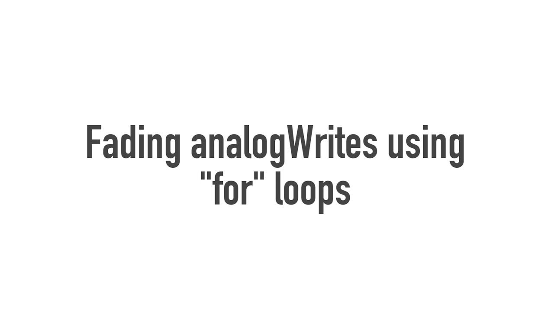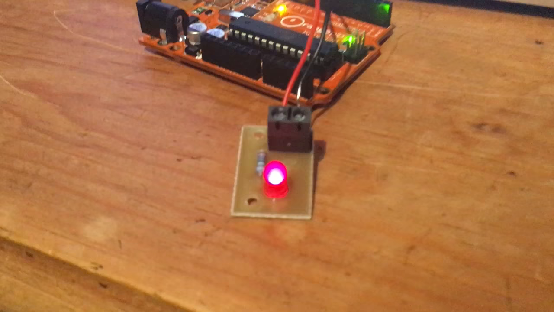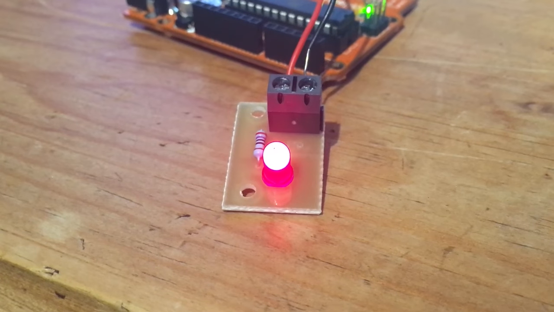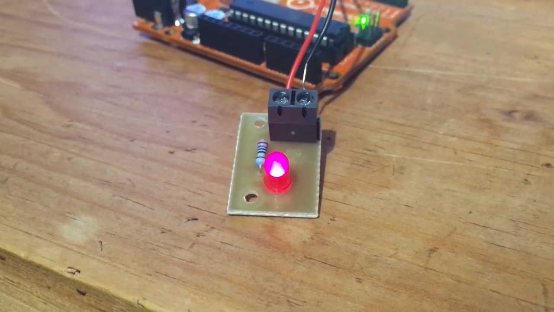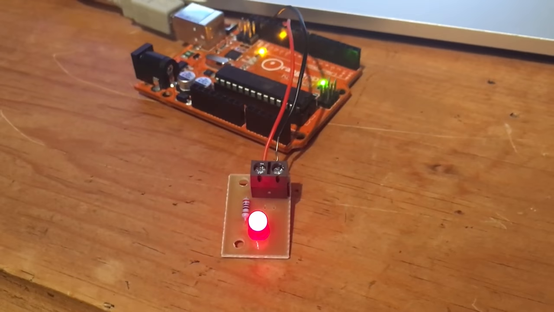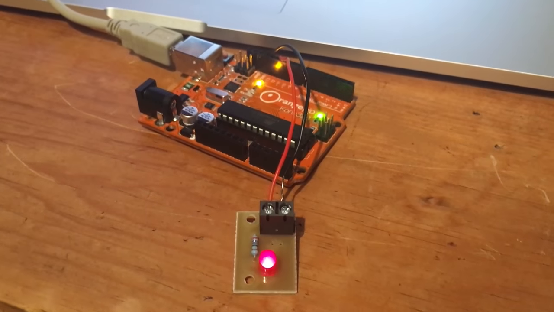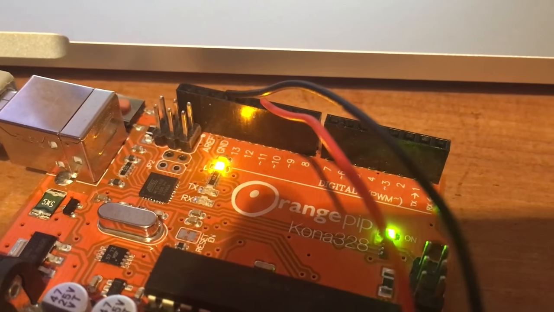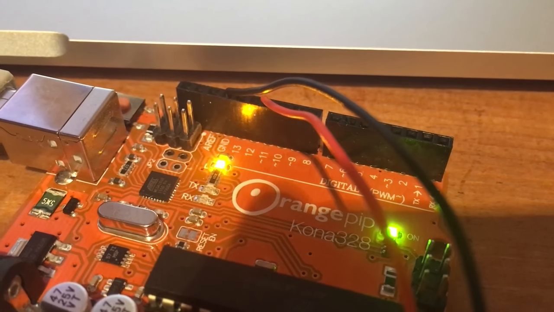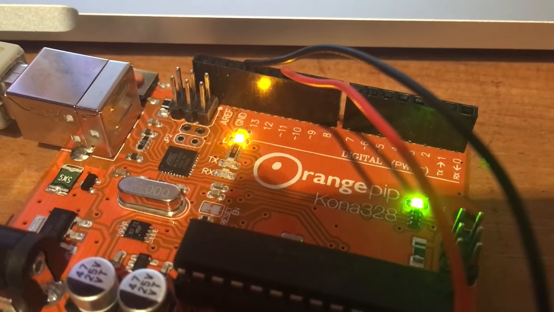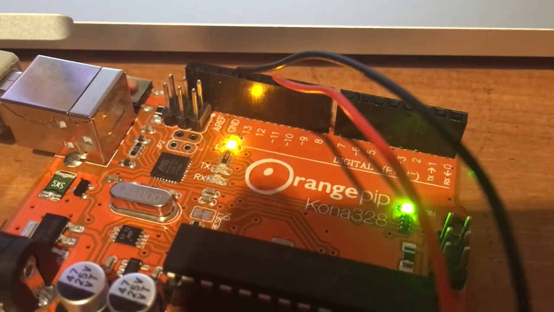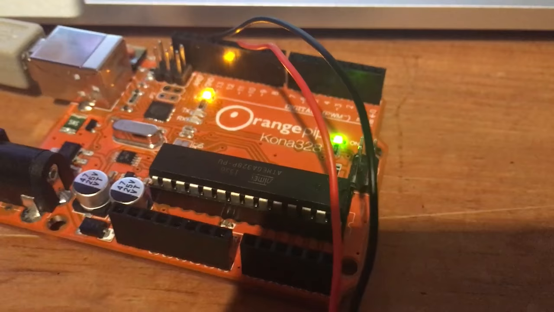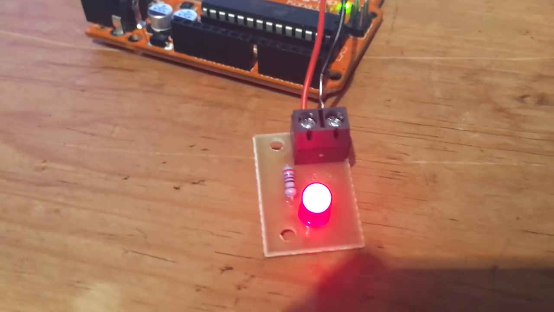Next up, we're going to use for loops and analog writes to try and create this fading LED effect. Don't forget, because we're using pulse width modulation during the analog write, we have to connect our signal line for the LED up to one of the PWM pins, i.e. pins 3, 5, 6, 9, 10 or 11 on the Arduino Uno. So I've got my LED hooked up to ground and pin 11.